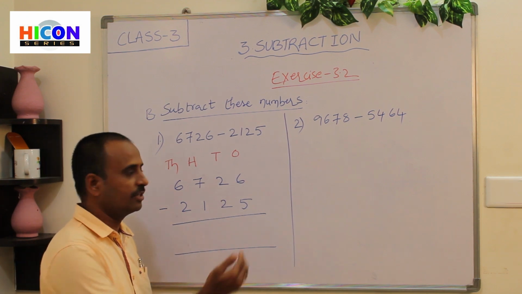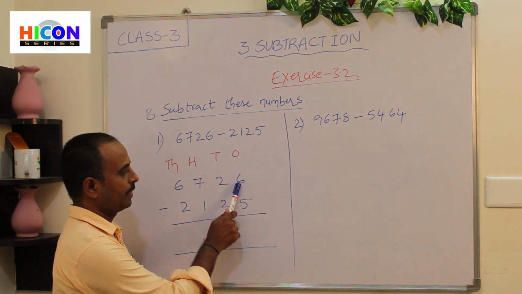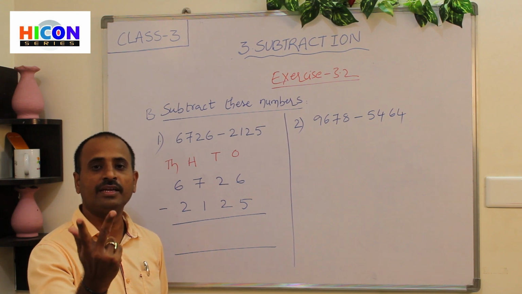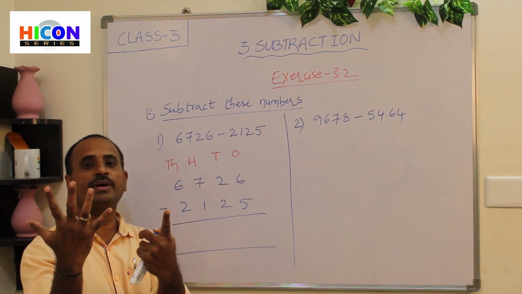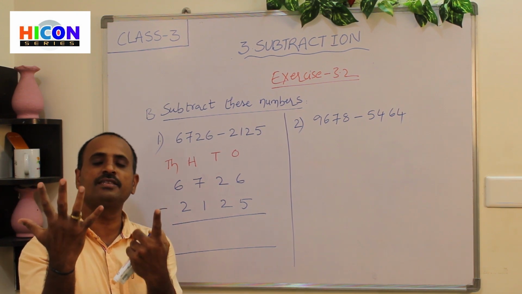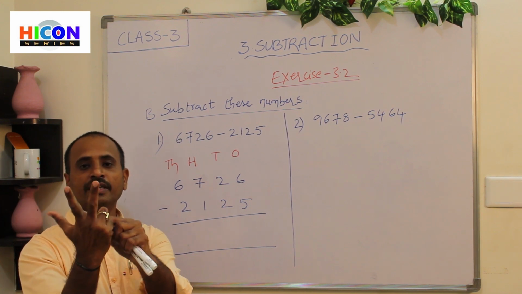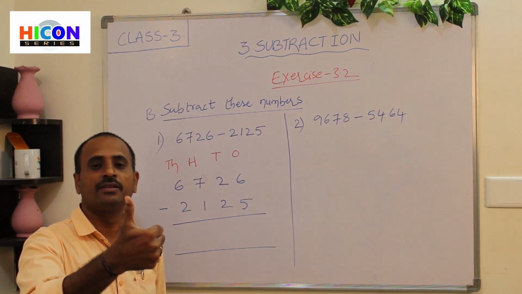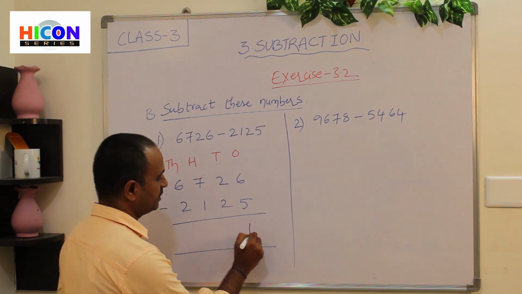So start subtraction from ones place. What is the first number here? 6. So open 6 fingers of your hand. 1, 2, 3, 4, 5 and 6. What is the second number in the ones place? 5. So close 5 fingers among these 6 fingers. 1, 2, 3, 4, 5. So children, how many fingers are remaining? There is 1 finger remaining. So write 1 under ones place.